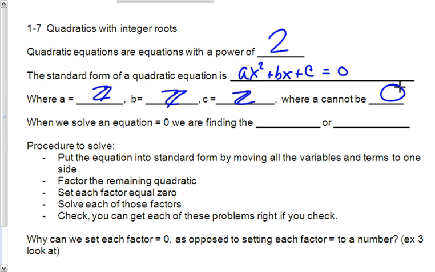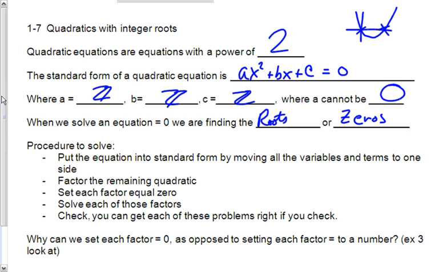Now, why can't it be 0? Well, think about it. 0 times x squared leaves bx plus c, which is just a linear function. When we solve the equation equal to 0, we are finding the roots, or the zeros. What that means is if I take a graph of a quadratic, it makes a parabola, and it's where it hits the x-axis, right there and right there. That's what we're trying to find, those places.